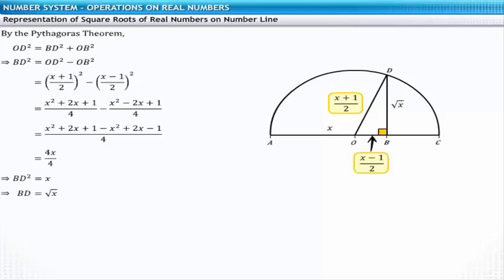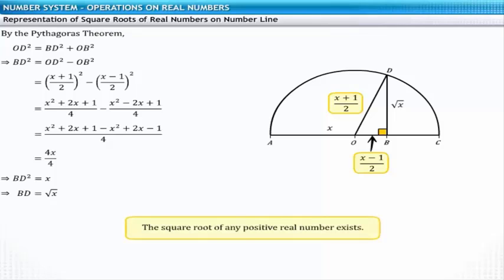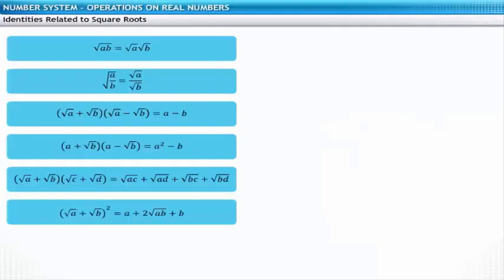Thus, BD is equal to the square root of x. Therefore, we can conclude that the square root of any positive real number exists. Identities related to the square roots are useful to simplify numeric and algebraic expressions. Here A, B, C, and D are positive real numbers.